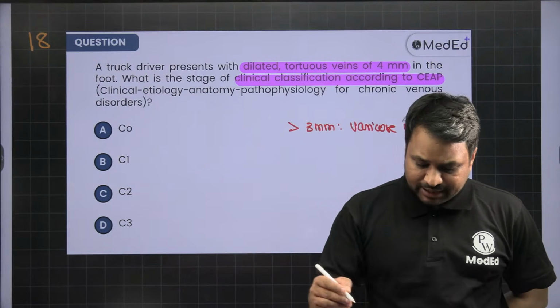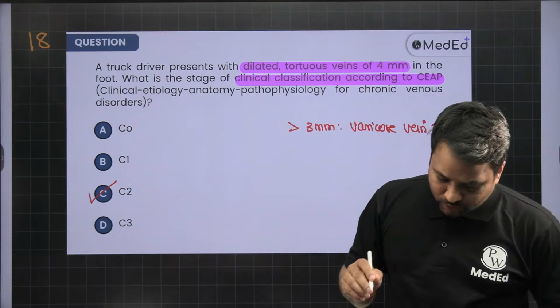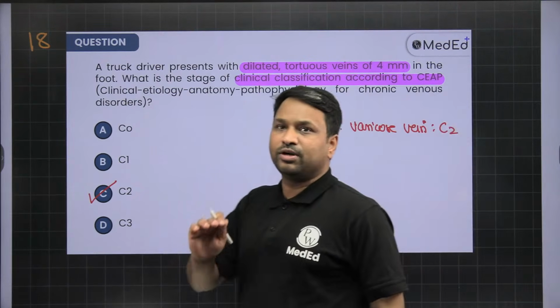C1 is going to be telangiectasia and reticular vein. This is C2. So 18 is going to be C for Calcutta. It is a C2 disease. We have already discussed it.